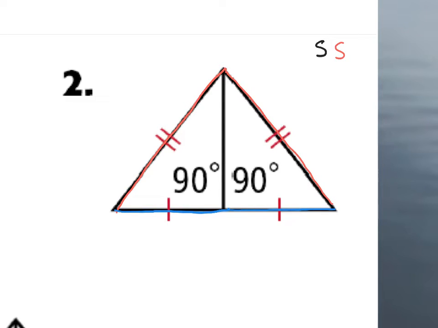SAS, yeah, I'm sorry. Well, I would disagree with you for saying SAS. Why would I disagree? Even though he's got two sides that are congruent and an angle that is congruent, why would I disagree with SAS? Colette?